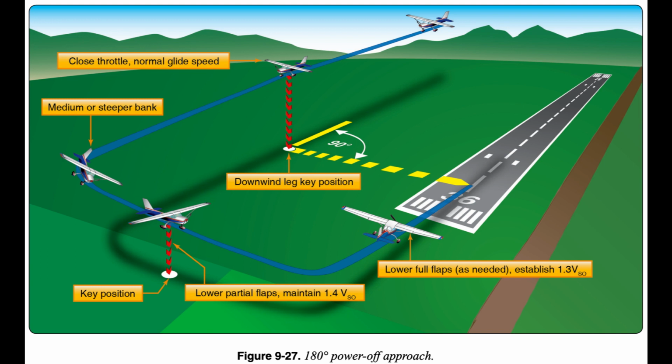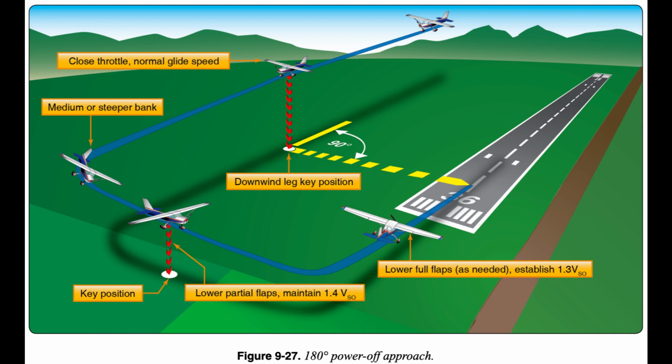When abreast of or opposite the desired landing spot, the throttle is closed and altitude maintained while decelerating to the manufacturer's recommended glide speed or 1.4 VSO. The point at which the throttle is closed is the downwind key position. The turn from the downwind leg to the base leg is a uniform turn with a medium or slightly steeper bank. The degree of bank and amount of this initial turn depend upon the glide angle of the airplane and the velocity and direction of the wind.